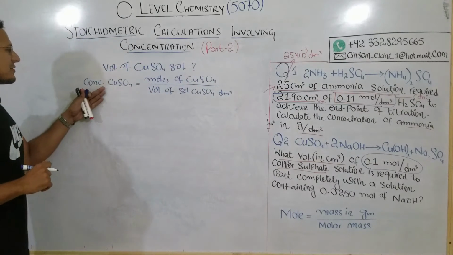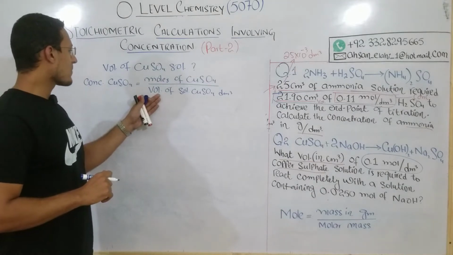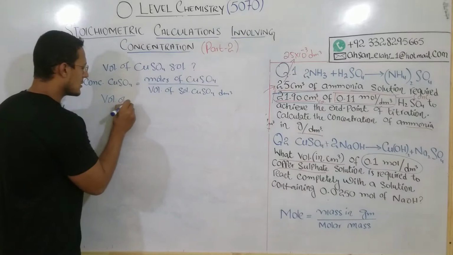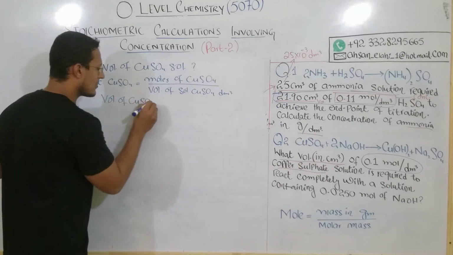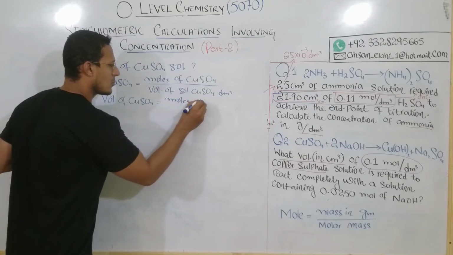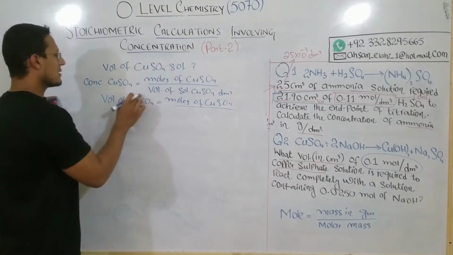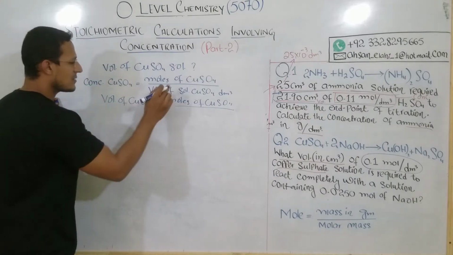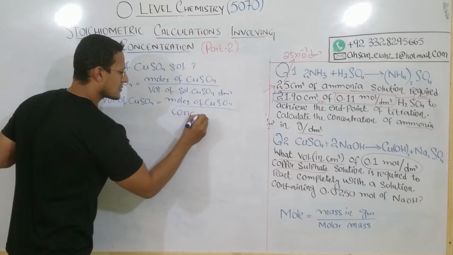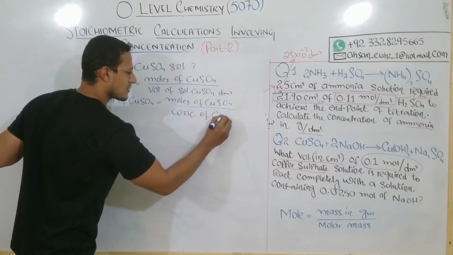So students, concentration we have, so volume will come here. Volume of copper sulfate solution is moles of copper sulfate, which will multiply here, divided by concentration of copper sulfate, which comes here.